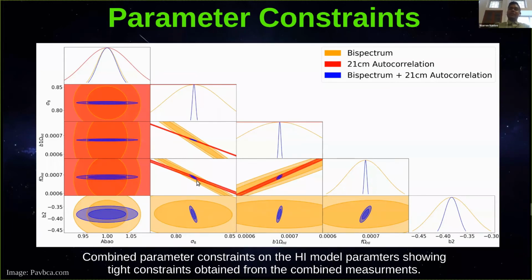So here we see, in general, H1 surveys don't independently measure this, and neither does the bispectrum measure it well. But by combining the red and the orange, so the bispectrum and the 21 centimeter autocorrelation, we get the blue curve, right? That's the sum. And that basically constrains each of these parameters really well, where the individual probes don't.